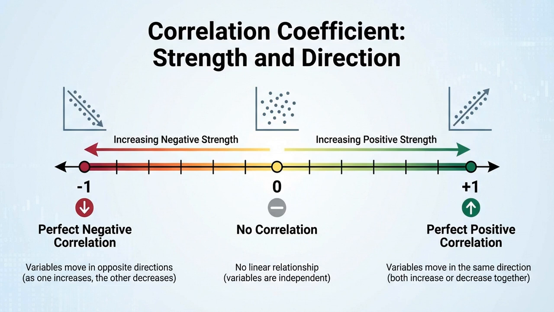The correlation coefficient ranges from -1 to +1, passing through 0. A correlation coefficient of +1 signifies a perfect positive correlation. A coefficient of -1 signifies a perfect negative correlation. A coefficient of 0 implies no linear relationship between the variables.